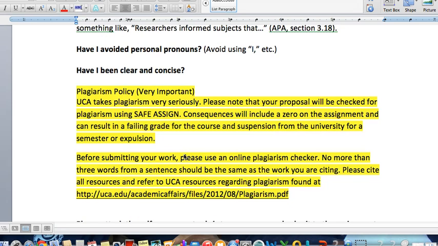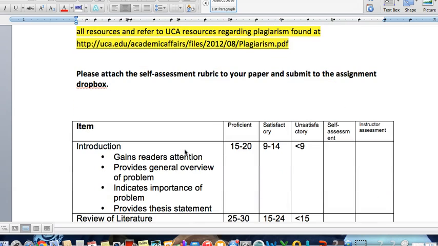Plagiarism policy. It's very, very important that you're careful not to plagiarize because it will be checked. We have a SafeAssign tool on Blackboard that I will use, and it is open for you to use too, so you need to make sure that it's not more than 20 to 30% plagiarized. Sometimes if you go back and look, you'll see that the only thing that you've plagiarized were the references, and that's okay, but just make sure it's not in the text.